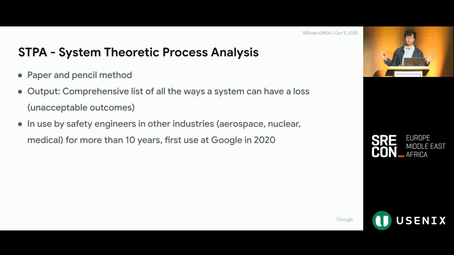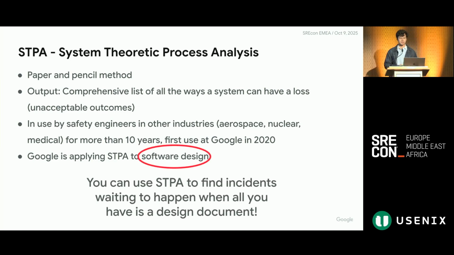Now, STPA has been in use for many years by safety engineers in other industries, like aerospace, nuclear, medical, and Google applied it for the first time in 2020. And since then, we've run several analyses within Google. We're not the first software engineering company to apply STPA, but we really are pioneering the application of it to software design. And I really want to highlight that point about software design. As I mentioned earlier, you can use this methodology to find design flaws when all you have is a design document, okay? How many times can you predict methodically all of the ways your system's going to break when you don't even have the system at all?